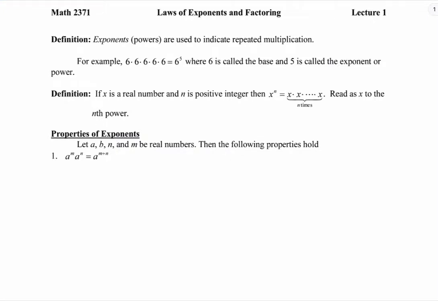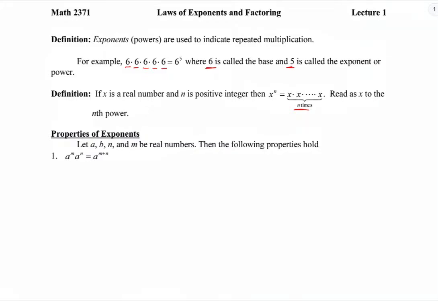I'm trying to write and it's not writing. So we have 6 5 times, and the base is 6 and the exponent is 5. All right? Now if we wanted to say x to the n, then we would have x n times. All right?